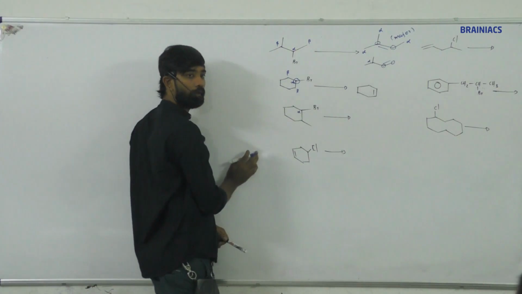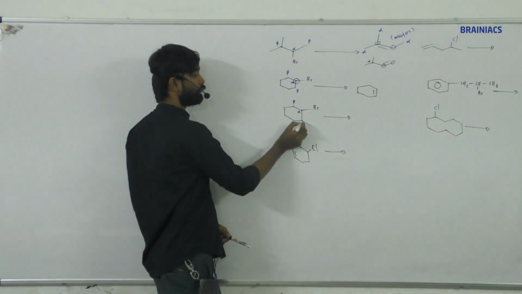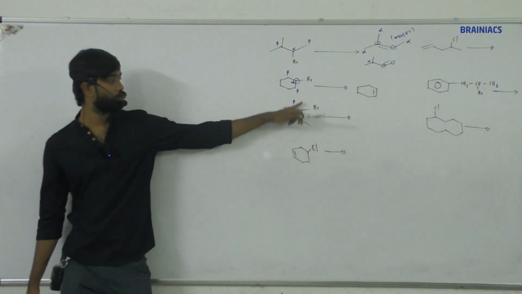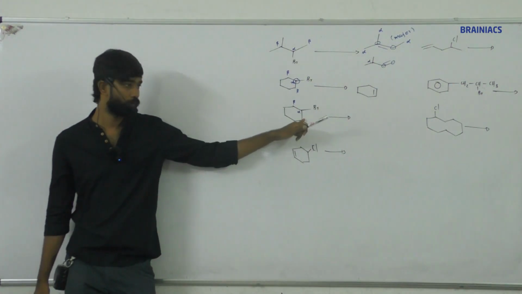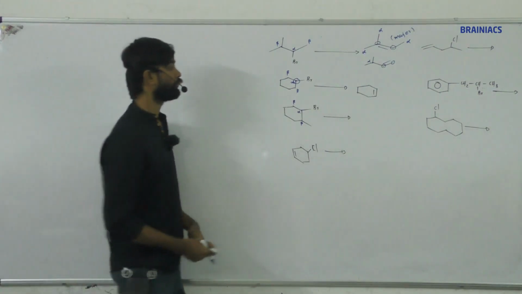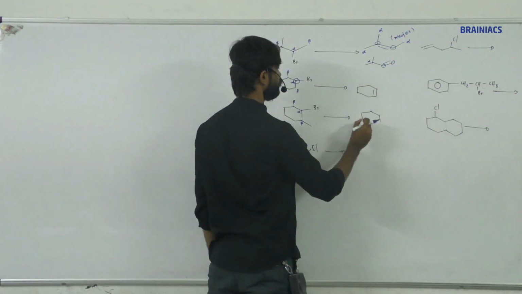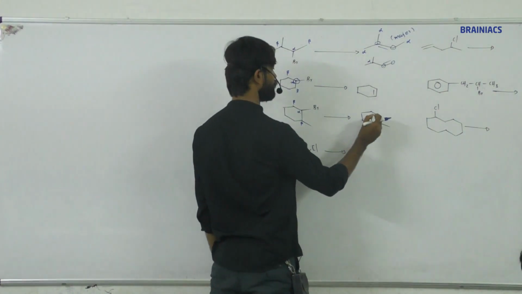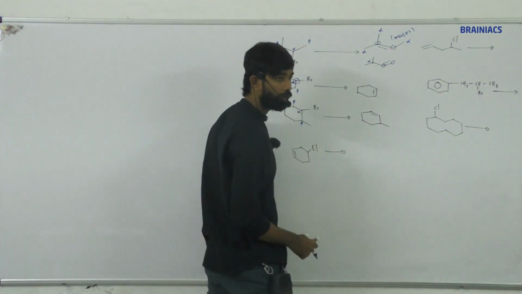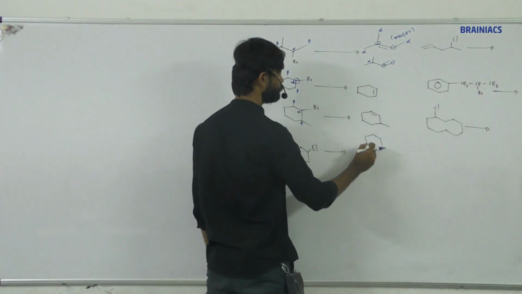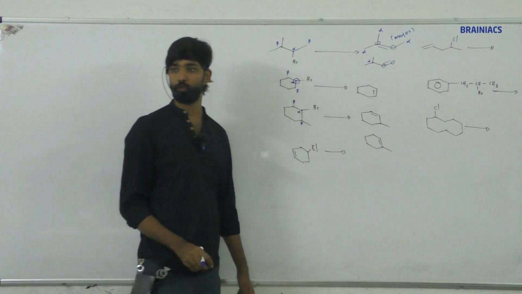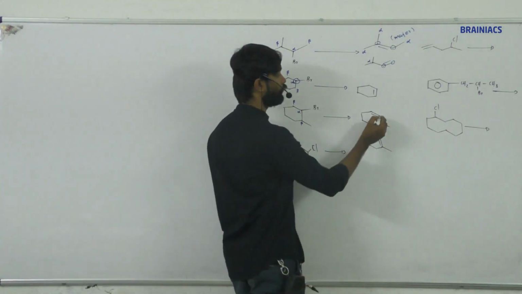Okay. What about the next? This is alpha, this is beta, this is also beta. The two betas are entirely different, and both betas have hydrogen, right? Here one hydrogen, here we have two hydrogens. So elimination may take place. If it is from the top beta, the alkene will be like this. From this beta, it will be like this. If it is from the bottom one, it will be like this. Which one is more stable? The second one.